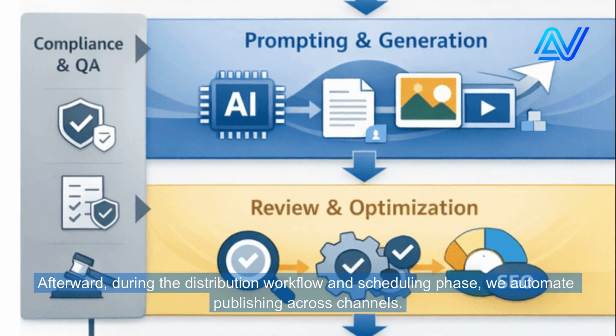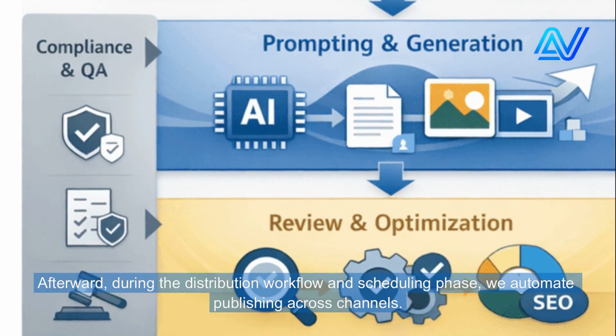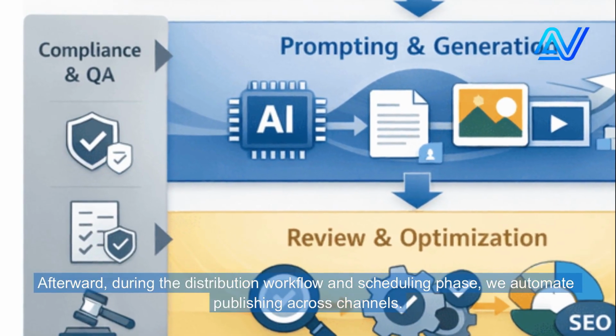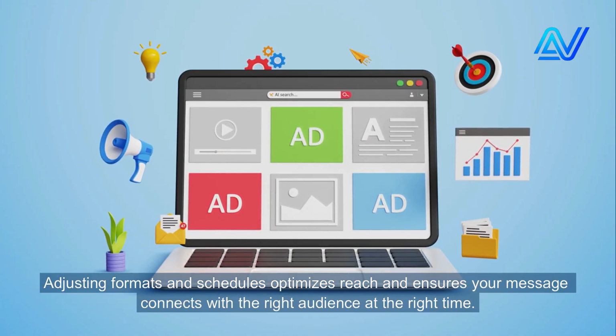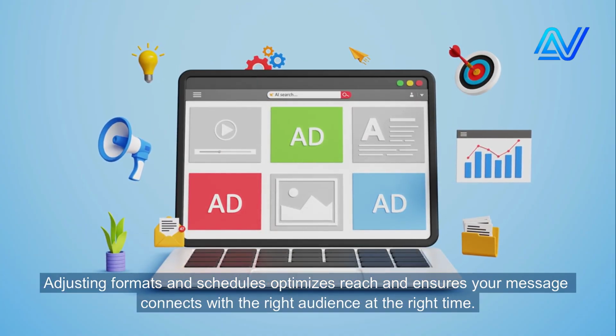Afterward, during the distribution workflow and scheduling phase, we automate publishing across channels. Adjusting formats and schedules optimizes reach and ensures your message connects with the right audience at the right time.